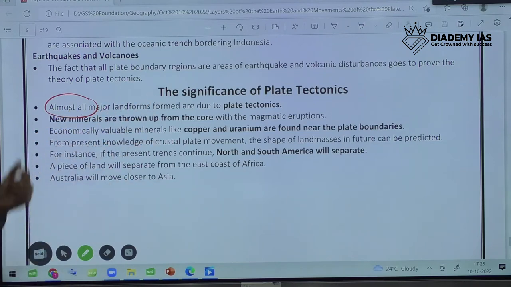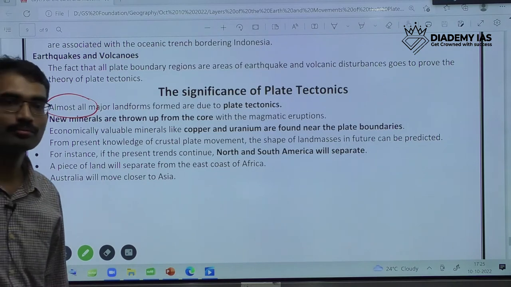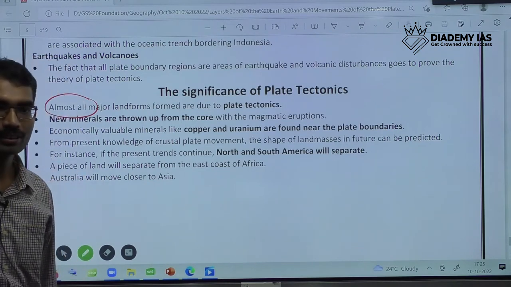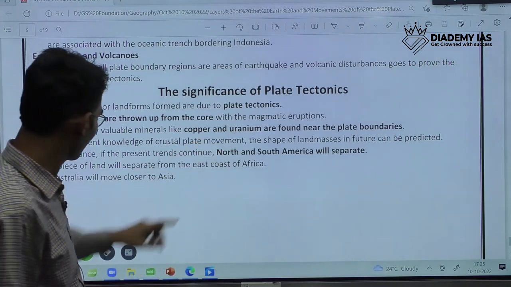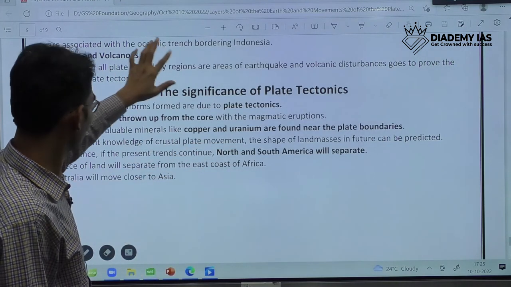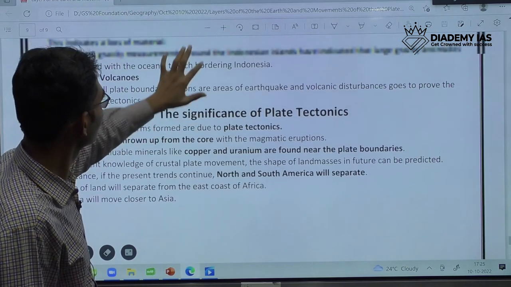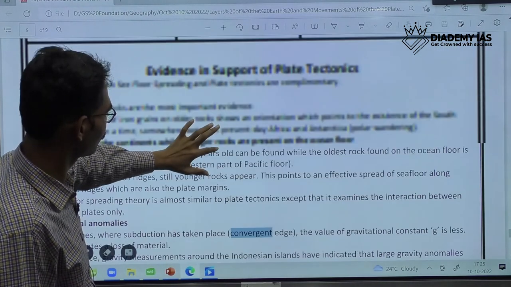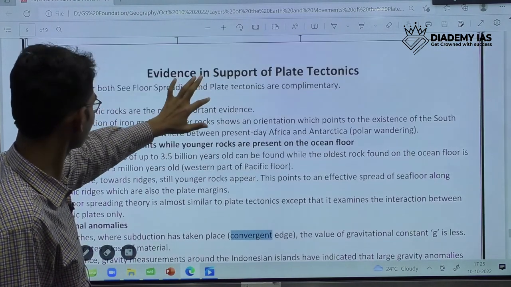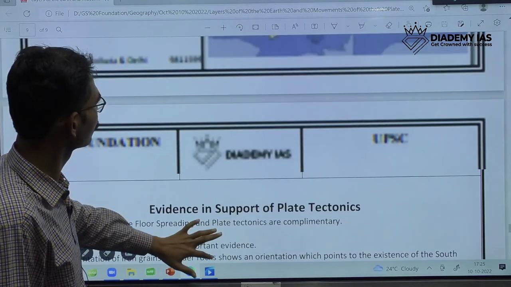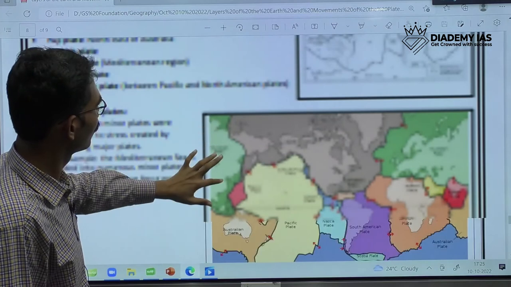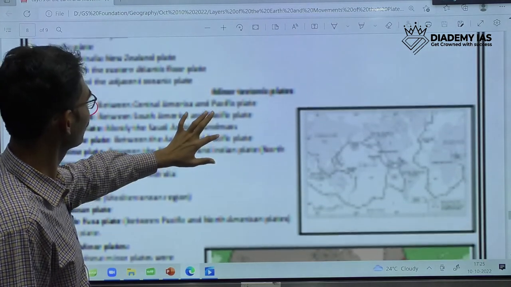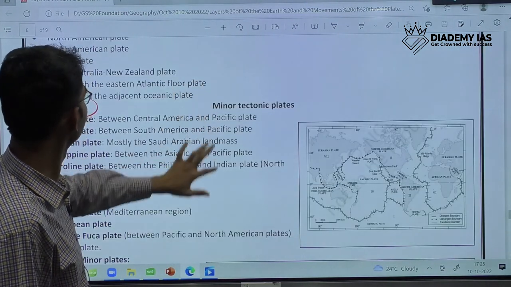The continental drift theory was postulated by Alfred Wegener. Who were the postulators of plate tectonics? Different people are there. McKenzie is one person, just note down. McKenzie and Parker, two people are there. I'll give the names.